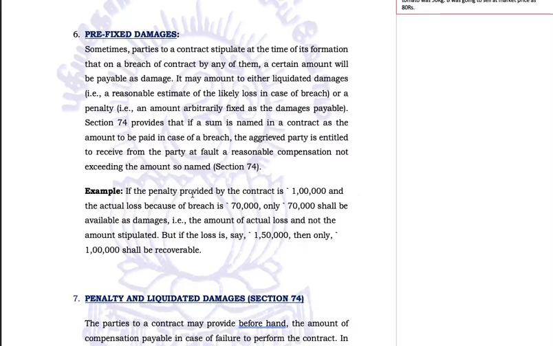If the penalty provided by the contract is 1 lakh and the actual loss of the breach is 70,000 only, 70,000 shall be available as damages, the amount of actual loss and not the amount stipulated. But if the loss is say 1 lakh 50,000, then only 1 lakh shall be recoverable. So it is usually the case that if you have written 1 lakh and you have suffered a loss of 70,000, then you will get 70,000. But if you have suffered a loss of 1 lakh 50,000 and you have chosen to limit your compensation to 1 lakh, then the court will not take it up. Court can bring down the compensation but will not usually take it higher.